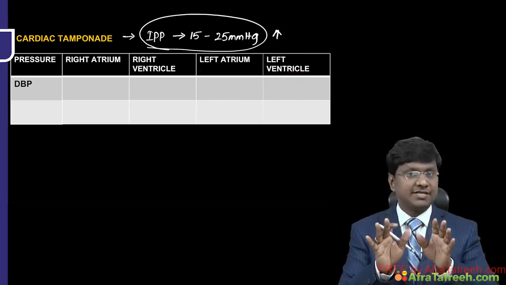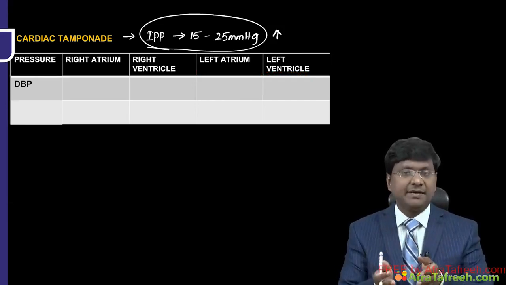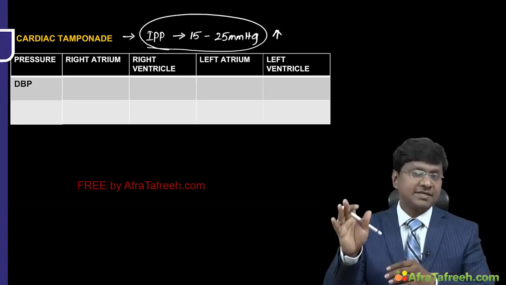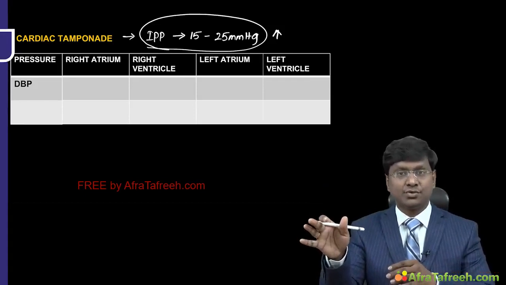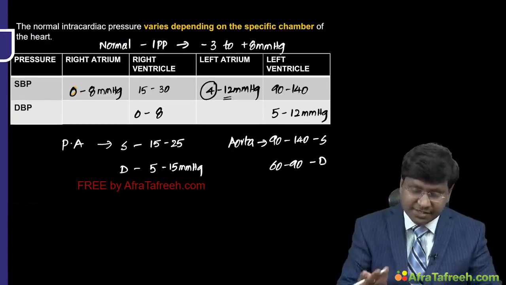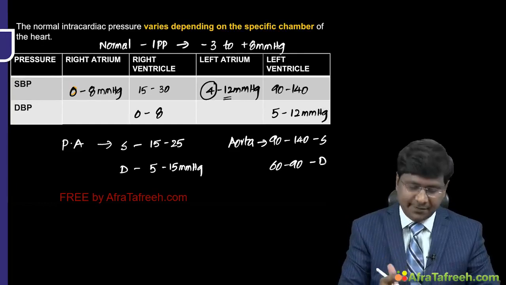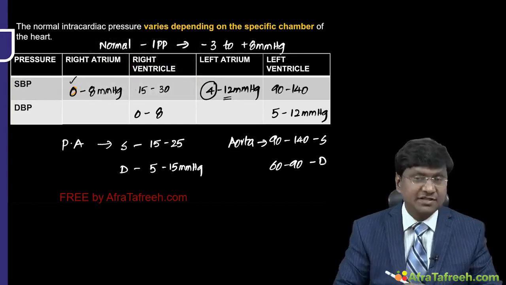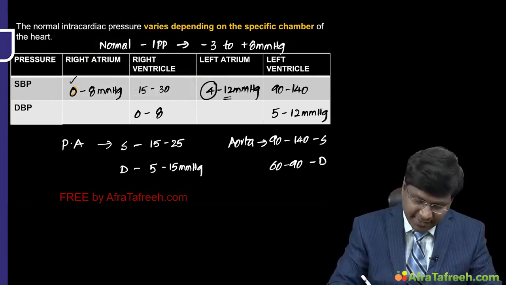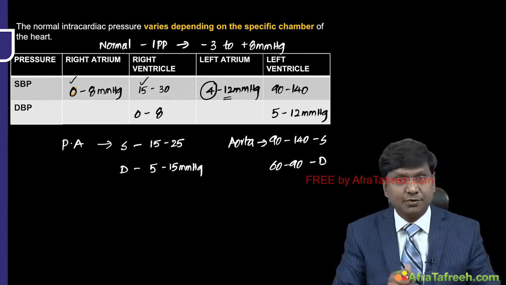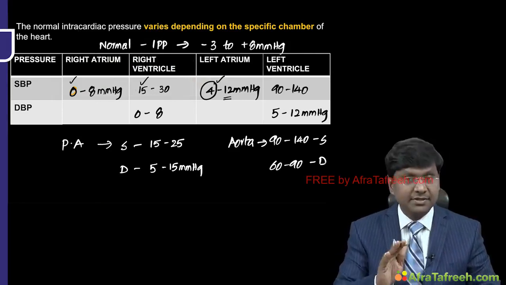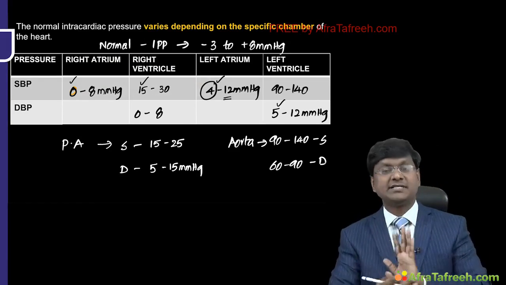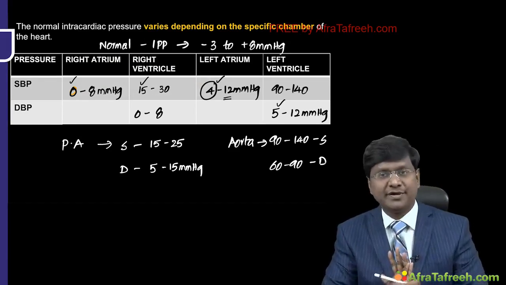You have to understand this concept, right? The intrapericardial pressure is elevated in cardiac tamponade from 15 up to 25 millimeters of mercury in severe cases. Now if you take the cardiac chambers, what are their pressures during diastole? Within the right atrium, it can go even up to 0 also. Within the right ventricle, the pressure is up to 15. In the left atrium, during diastole, it is 4. In the left ventricle, the pressure during diastole is 5 to 12 millimeters of mercury.